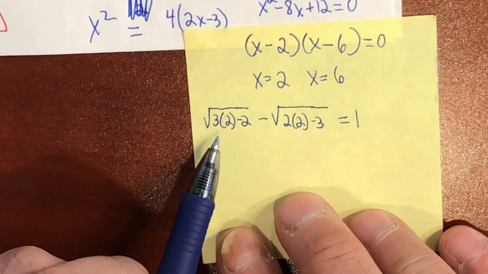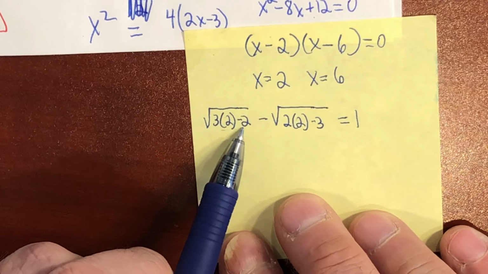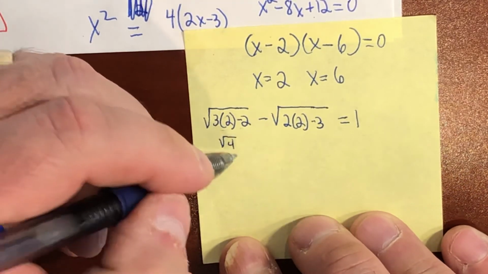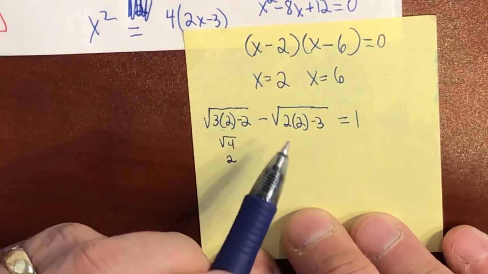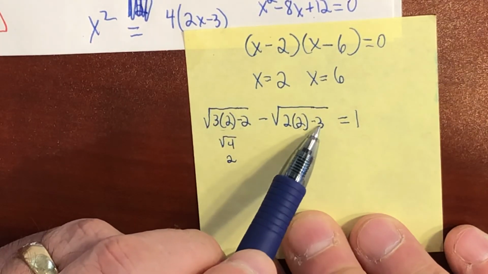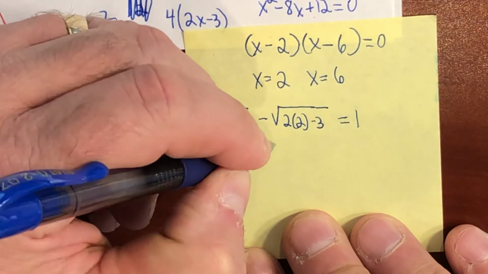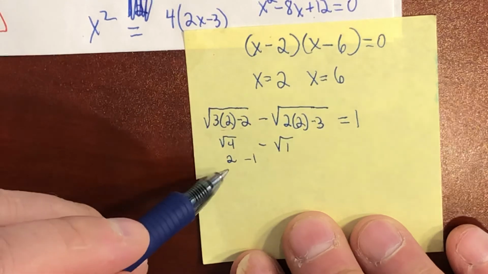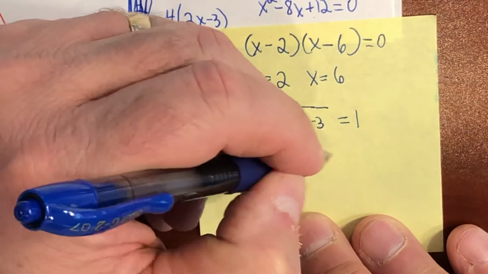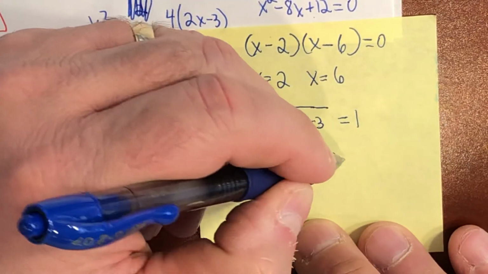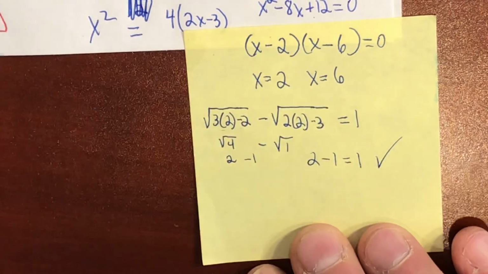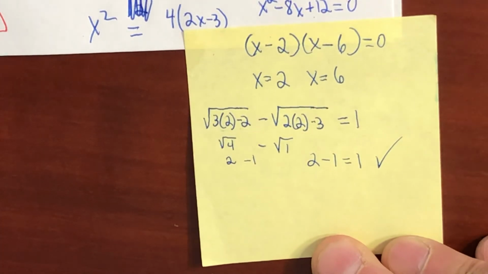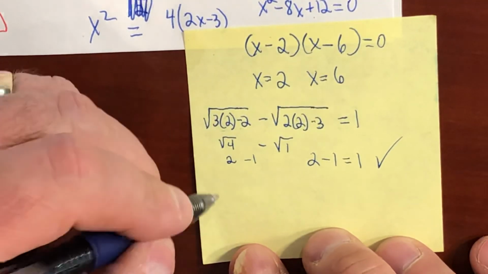Okay, so let's do some math. 3 times 2 is 6. 6 minus 2 is 4. So the square root of 4, that's going to be a 2. And 2 times 2 is 4. 4 minus 3 is 1. Minus the square root of 1. And the square root of 1 is 1. So 2 minus 1, does 2 minus 1 equal 1? Yes, it does. So the 2 works. All right, let's try the 6.